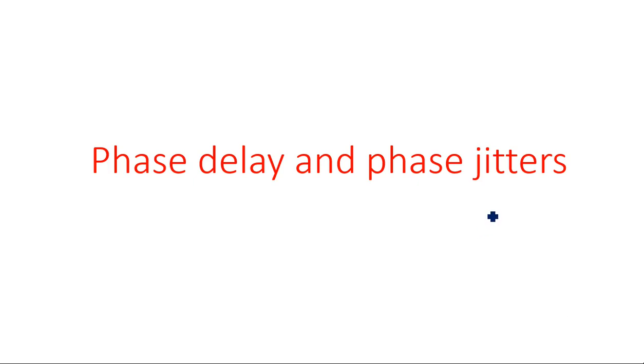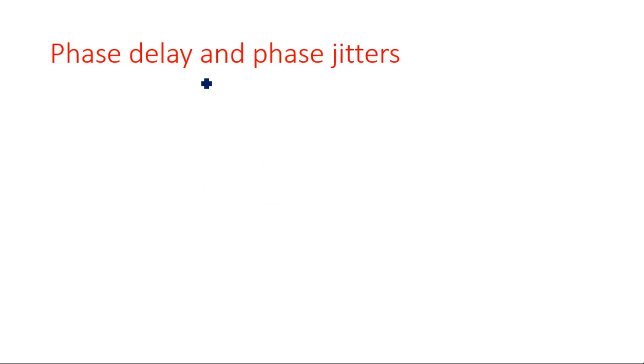Hi everyone. In this video I am going to explain a topic called phase delay and phase jitter. You know very well what delay is. By seeing the name one can understand delay is nothing but some retardation, some gap between the input and output. Here also it is the same delay. Phase delay is nothing but the time gap between the application of input and generation of output. That gap is nothing but phase delay.